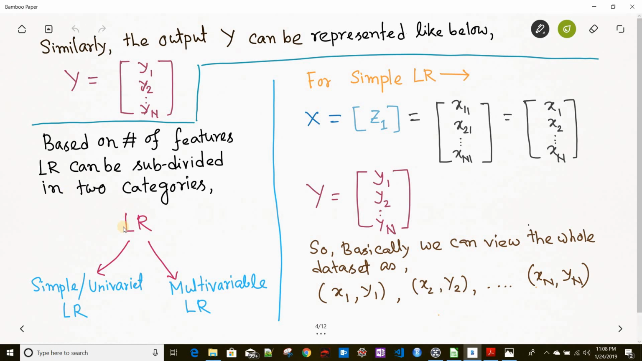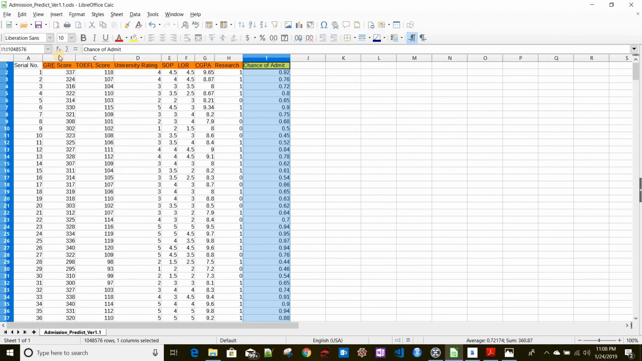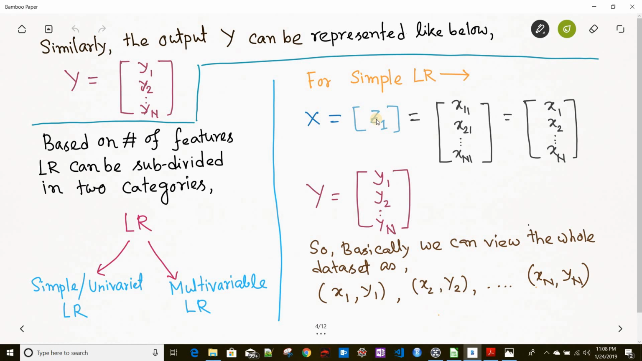So if you see, linear regression can be subdivided into simple or univariate linear regression and multivariable linear regression. Now let's transform the whole concept, the vectorized input form, into a very simplistic way. For a simple linear regression, if I go by the column representation, I have a single column, let's say GRE score, so it says Z1, correct?